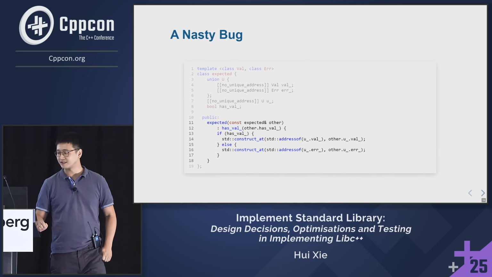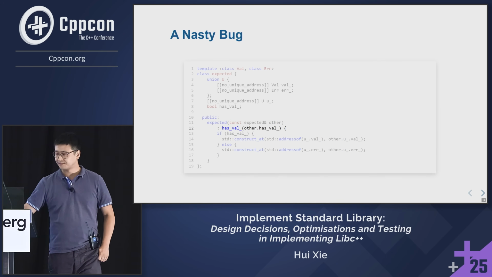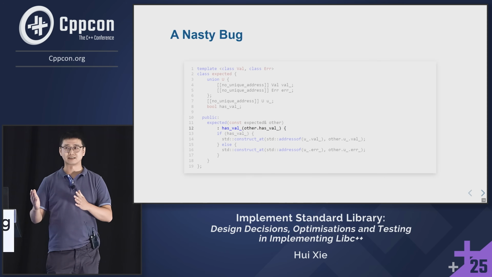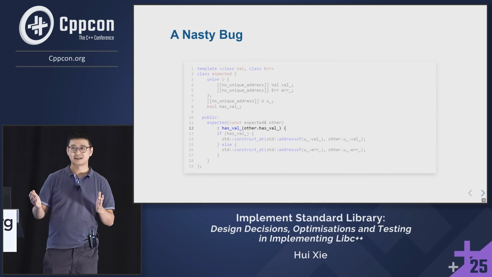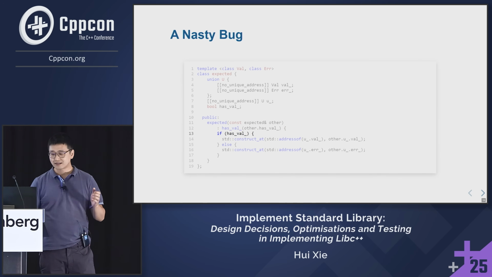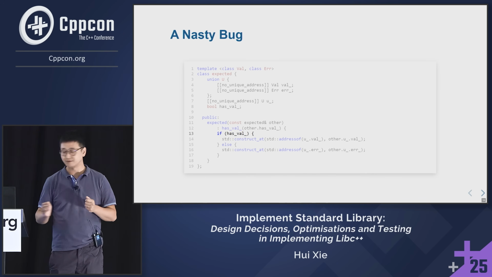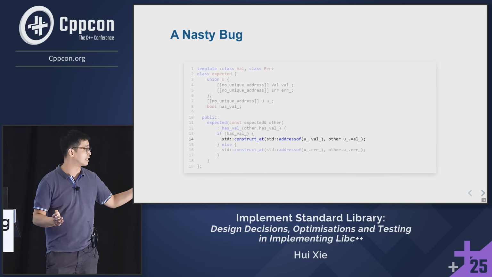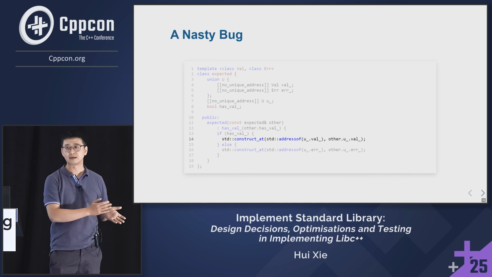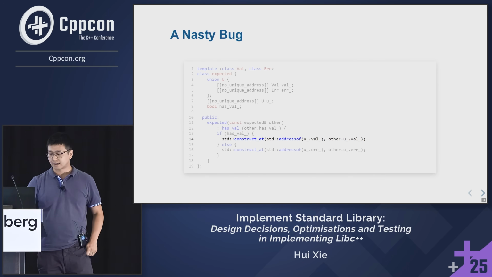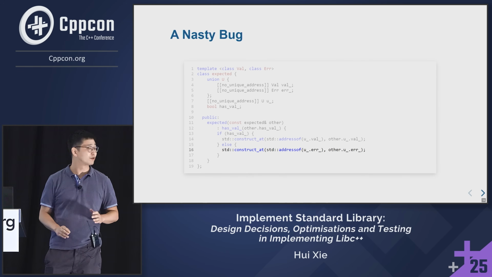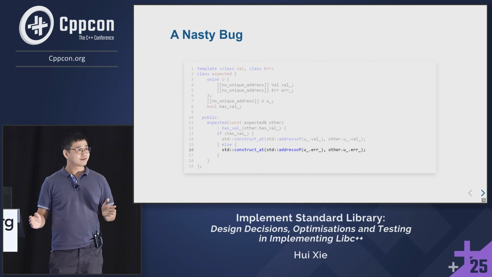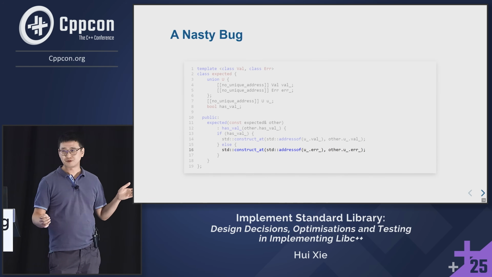So in this copy constructor of expected, we first initialize the Boolean has_value from the other expected. Makes sense, right? And then if has_value is true, we have a value, so we call the copy constructor of the value. The std construct_at will eventually call placement new and invoke the copy constructor. And if we don't have a value, we call the copy constructor of the error. So it looks very simple and reasonable.